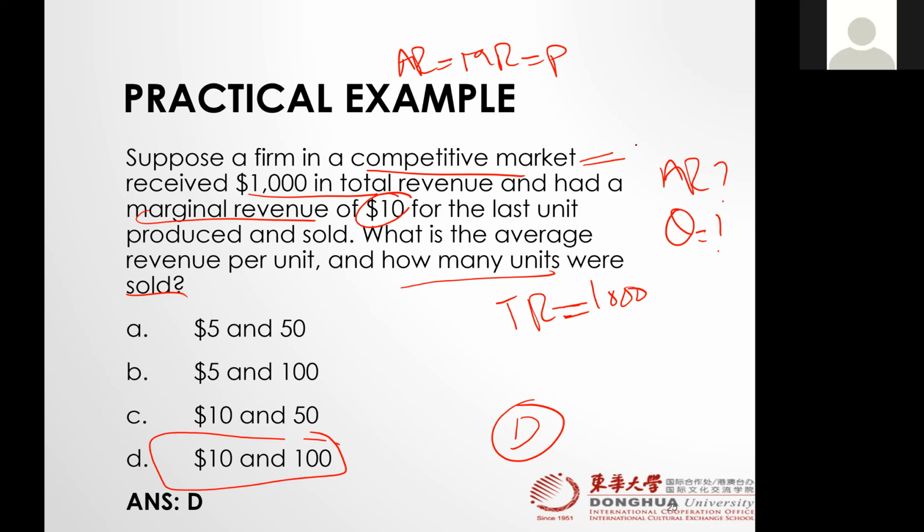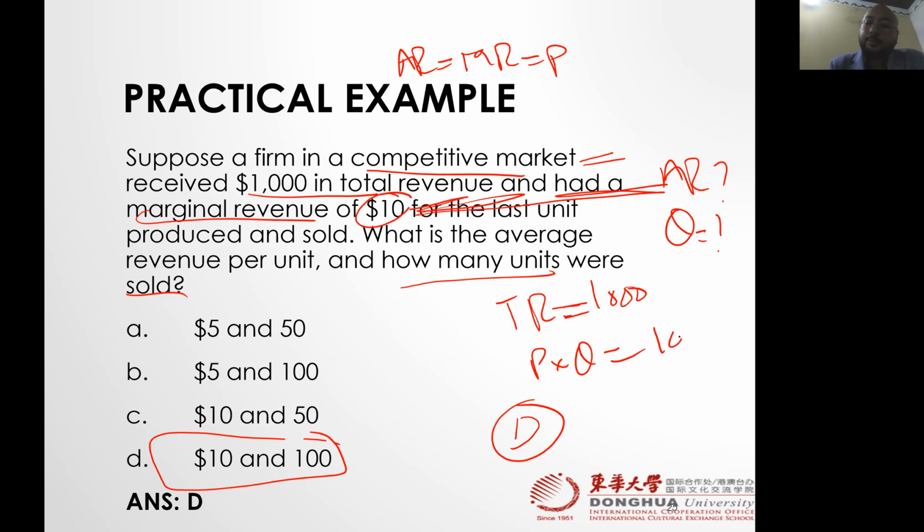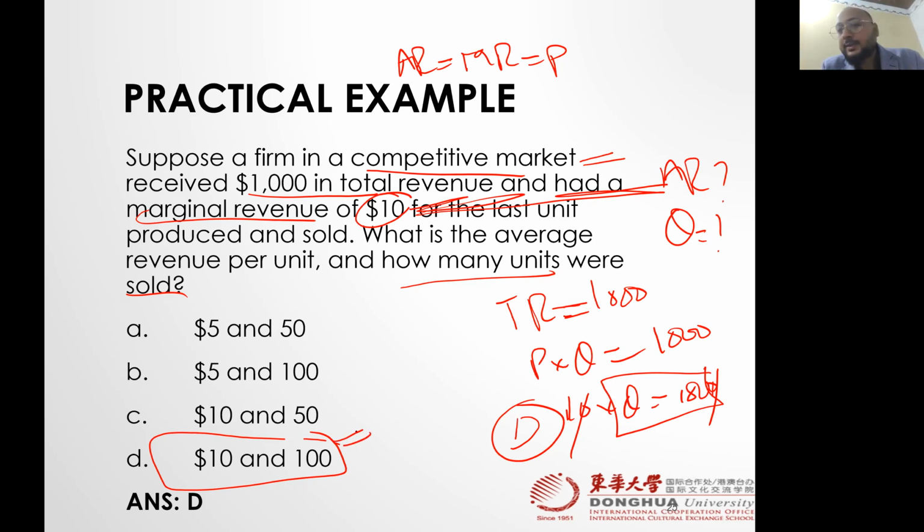Because AR is equal to MR is equal to P, so 10 must be the AR, and how many? And this must be the price. So we have 10 price. We need to find out quantity. How we can do that? 1, 0, 0 cancel here. The quantity is equal to 100. That's it. All right, 1000 by 10 is equal to 100.